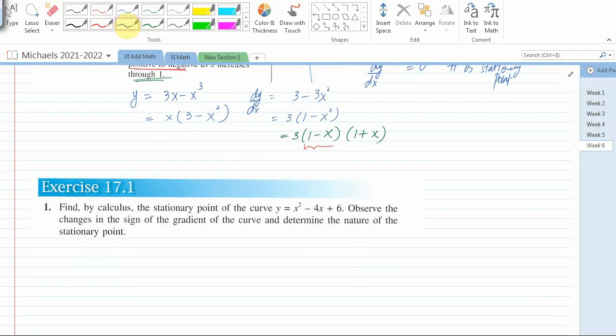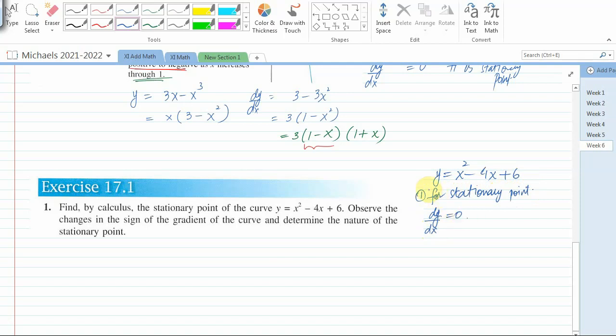It's 17.1. Find by calculus the stationary point of the curve y equals x squared minus 4x plus 6. Observe the changes in the sign of the gradient of the curve and determine the nature of the stationary point. Alright, first thing, for a stationary value, or you can say for a stationary point, we know that dy over dx equals 0.